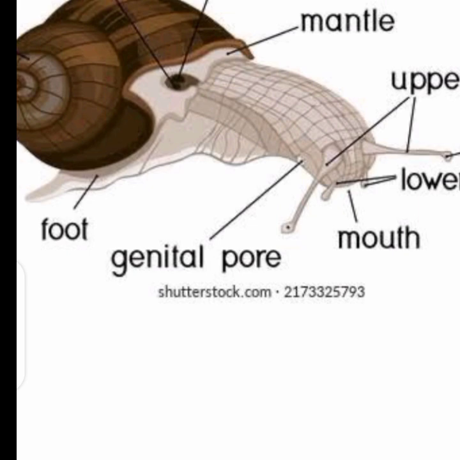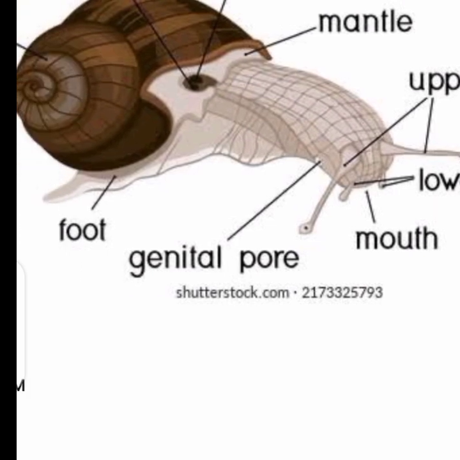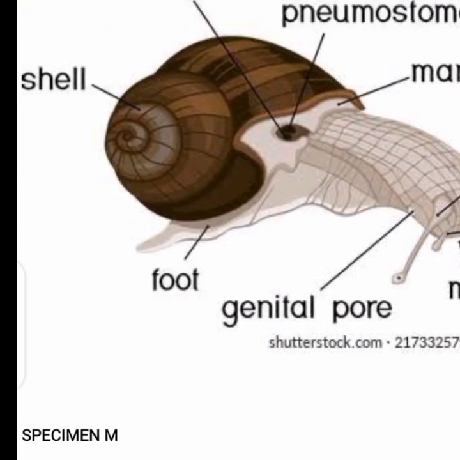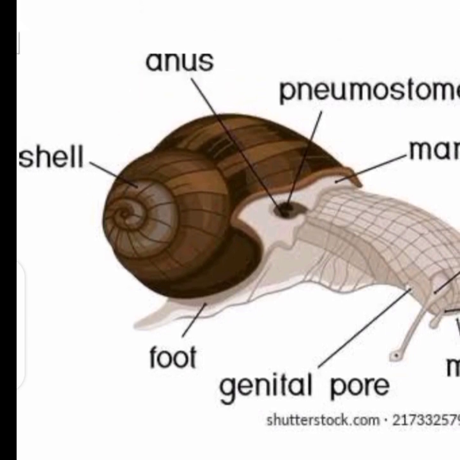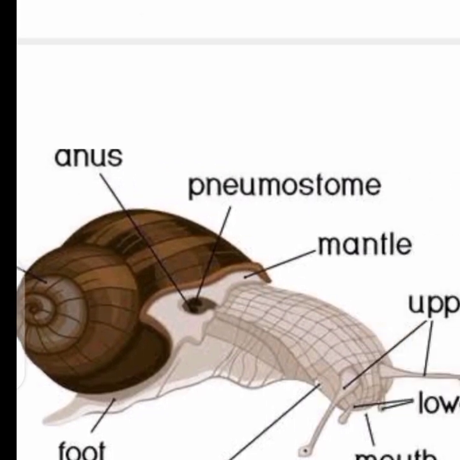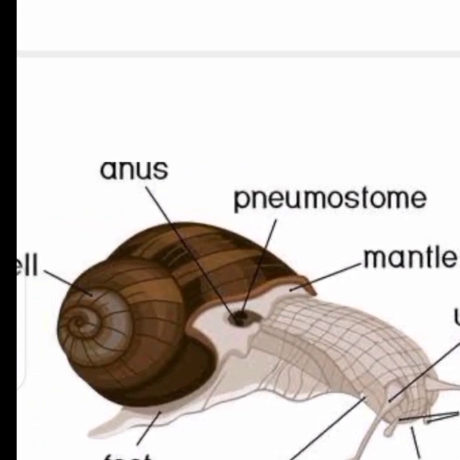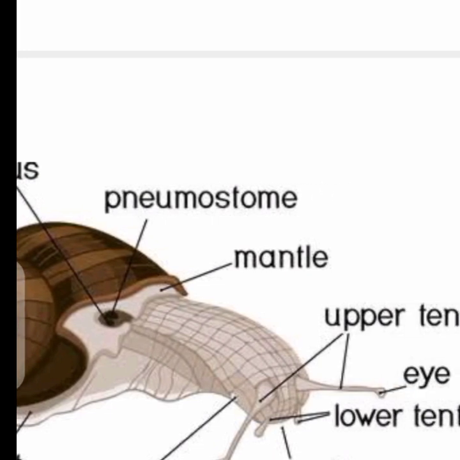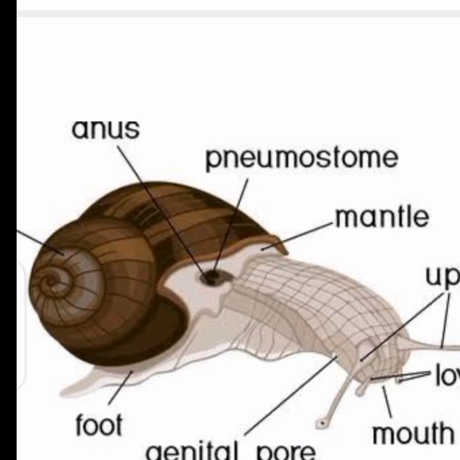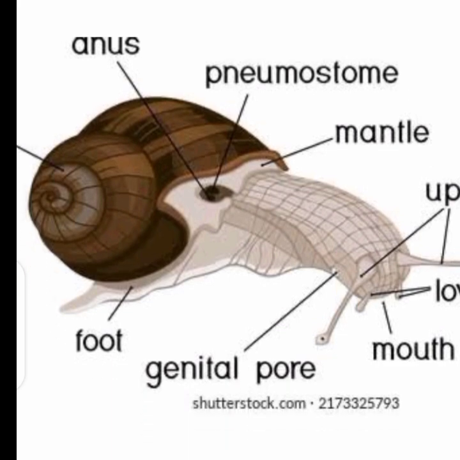So they are hermaphrodites. That is one ability they have, hermaphroditism. They are hermaphrodites, which means they have both male and female reproductive organs in one. So that's hermaphroditism.